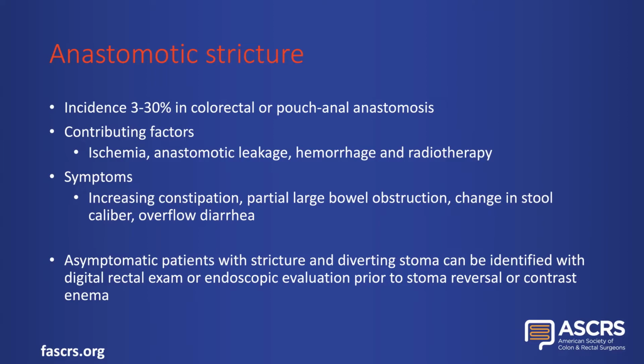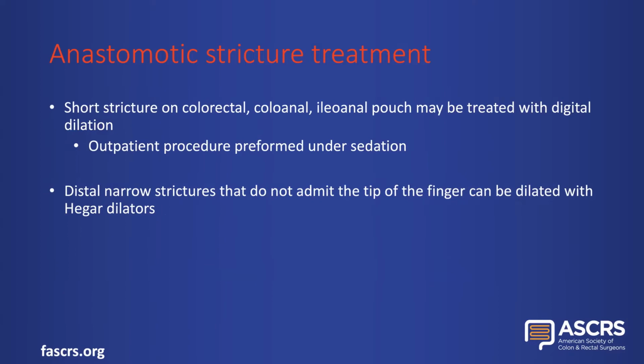Asymptomatic patients with stricture can be identified at the time when you're getting ready to take down the diverting stoma, by either contrast evaluation or endoscopic evaluation. The treatment, if they're short strictures, either in colorectal or coloanal anastomoses, you may be able to do digital dilation if you can reach it with your finger. This is typically an outpatient procedure. If it's very tight, Hegar dilators may need to be used to assist.